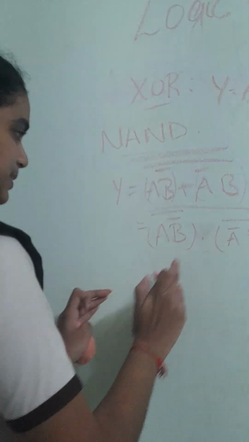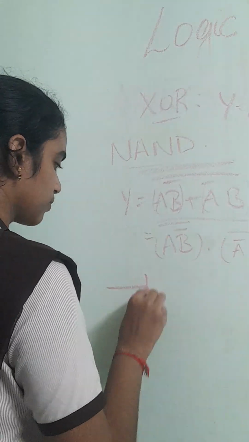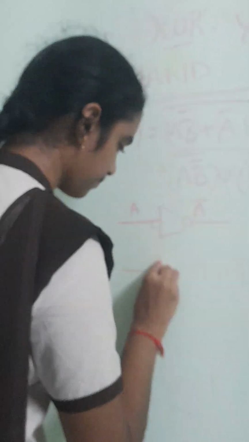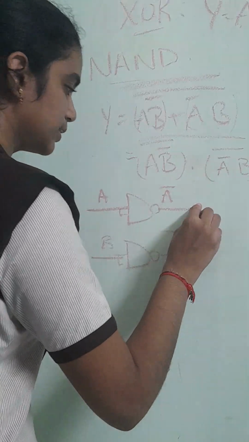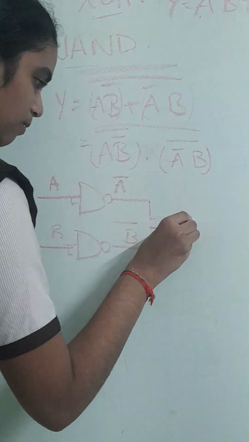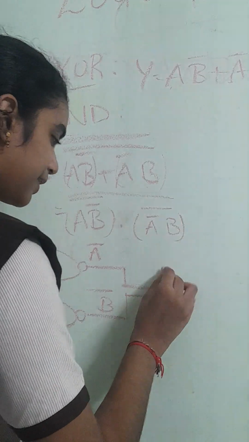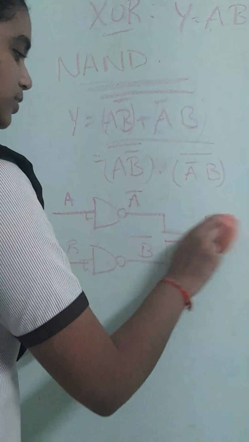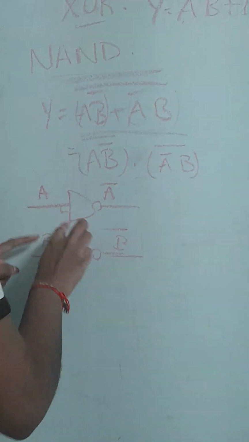So now let me express this in a symbolic way. So let's take A bar and then B bar, and then joining these two using a NAND gate. I will be getting, so this is A bar and then this is B bar. Now A B bar, A with B bar.